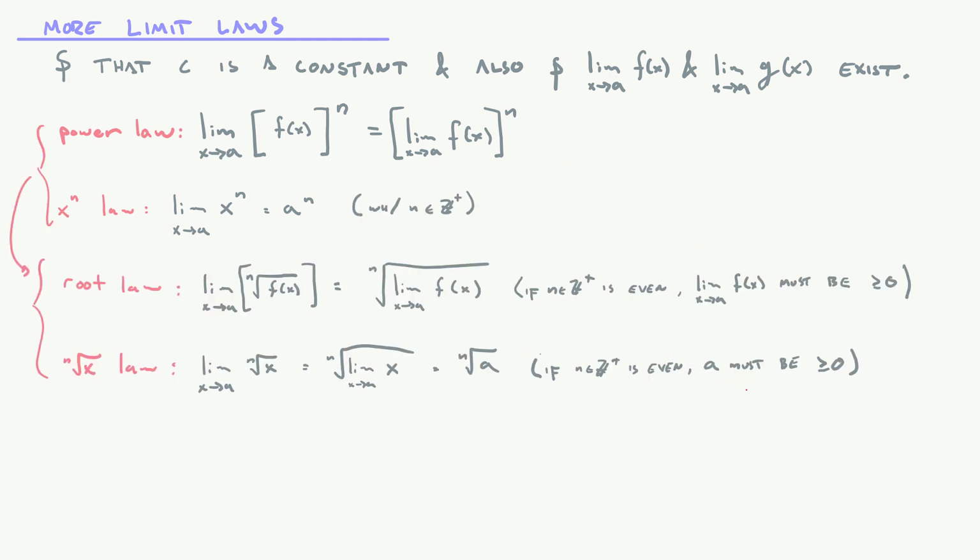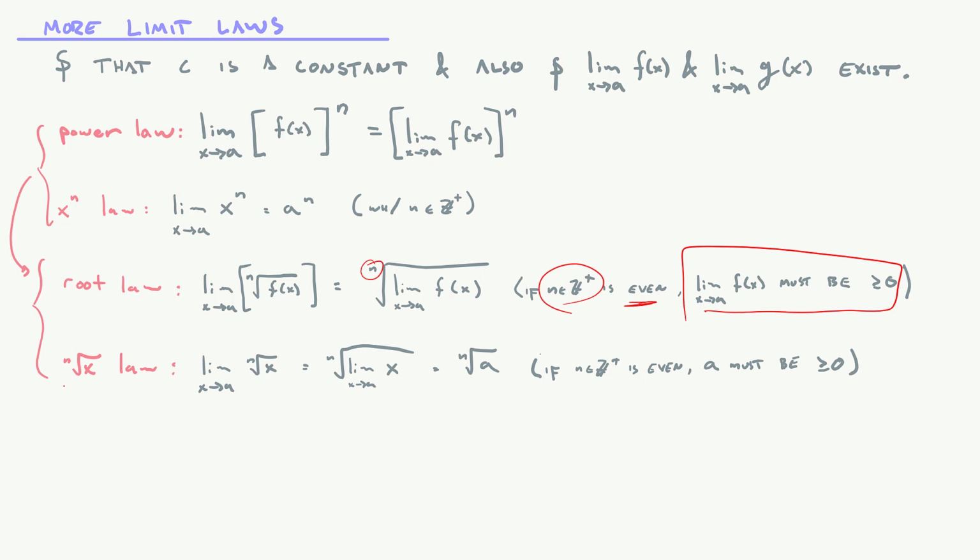From the power law and also the x to the n law, we can generate the root law, which says that the limit as x approaches a of the nth root of f of x is the same as the nth root of the limit as x approaches a of f of x. Now we do have to be careful with these two laws because if n is an even number, then this limit has to be something that's bigger than or equal to 0. Otherwise, you can't take the square root of a negative number or the fourth root of a negative number, and so on and so forth.